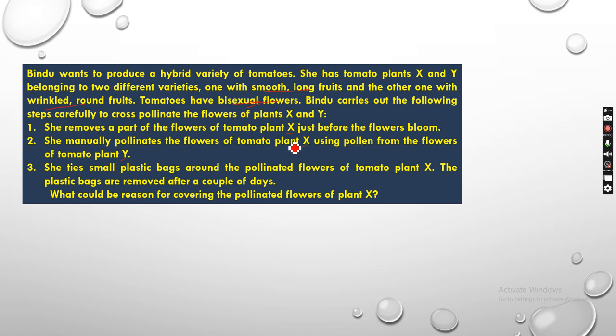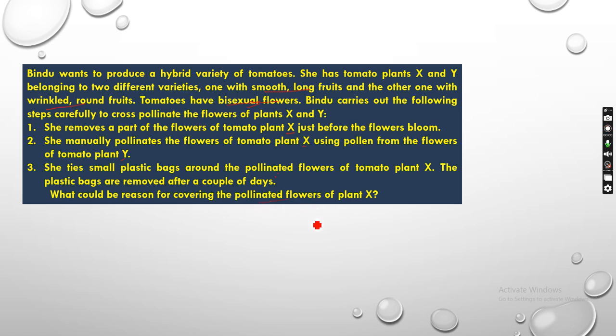So what she has removed in plant X is the male part, because she is using the pollens from plant Y. So that means she needs a female part, and that female part she has kept in plant X. She ties small plastic bags around the pollinated flowers of tomato plant X. Now after putting the pollens, she has put a plastic bag around the pollinated flowers of plant X. The plastic bags are removed after a couple of days. What could be the reason for covering the pollinated flowers of plant X?